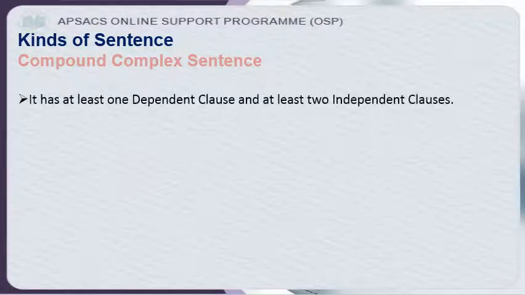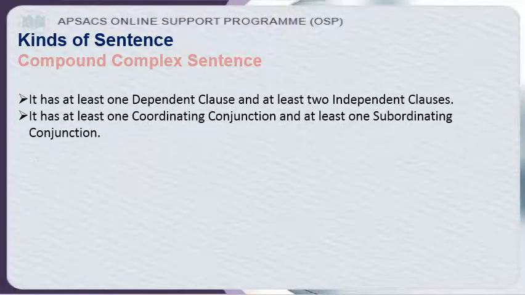What are these? They are the sentences that contain at least one dependent and at least two independent clauses. Alright? It has at least one coordinating conjunction and at least one subordinating conjunction. Coordinating conjunctions are meant for compound sentences and subordinating conjunctions are meant for complex sentences.